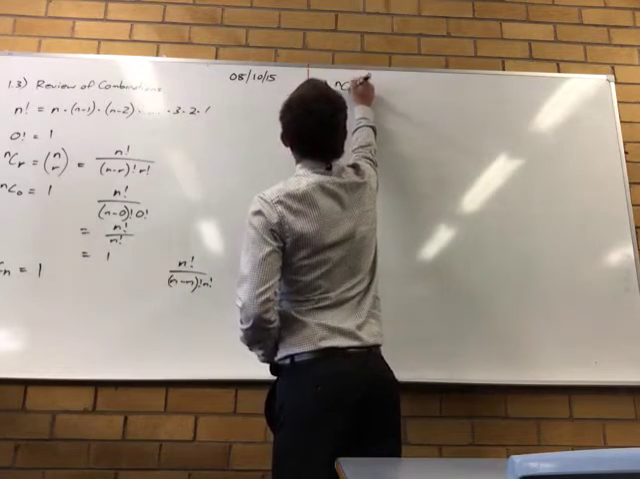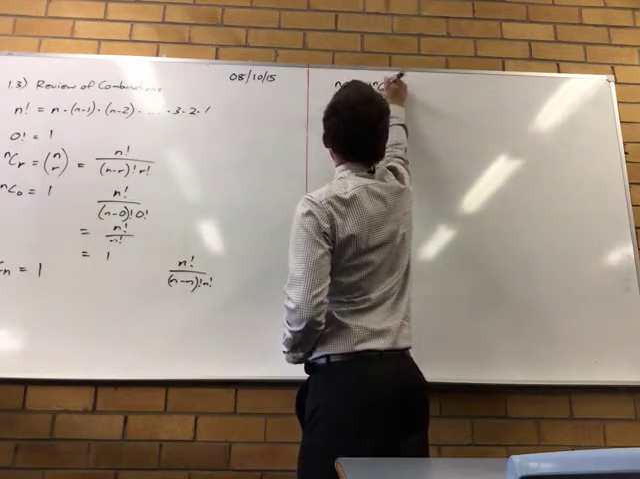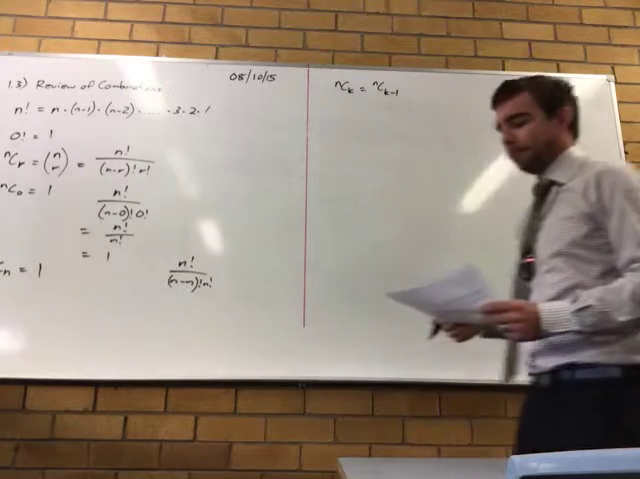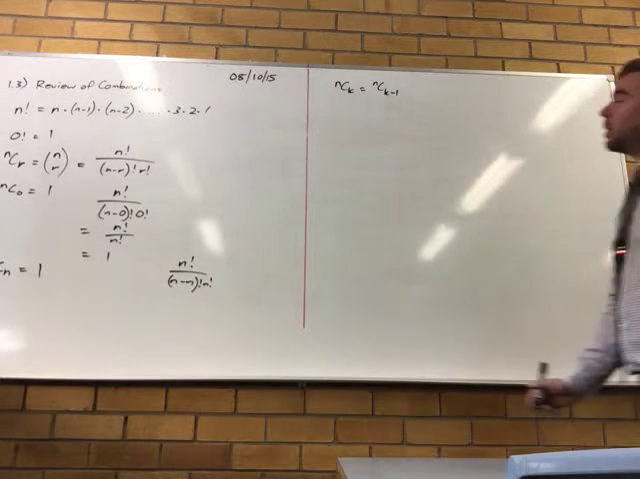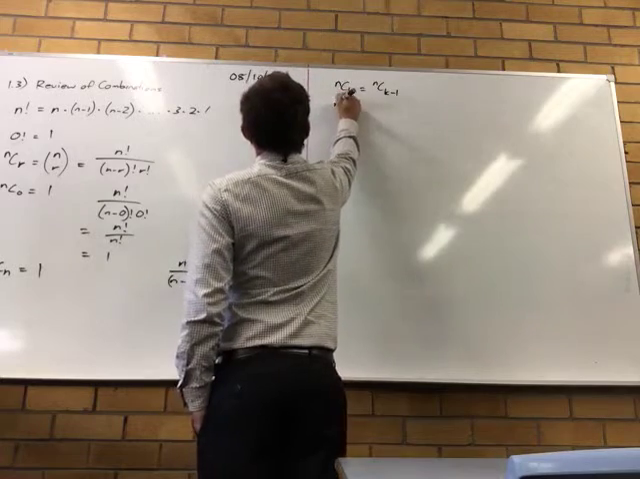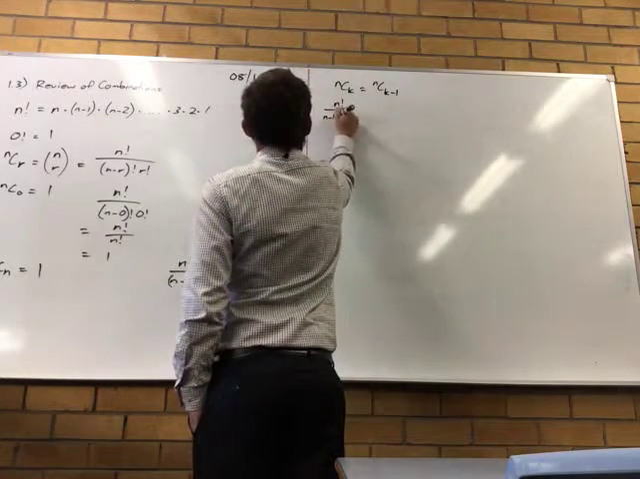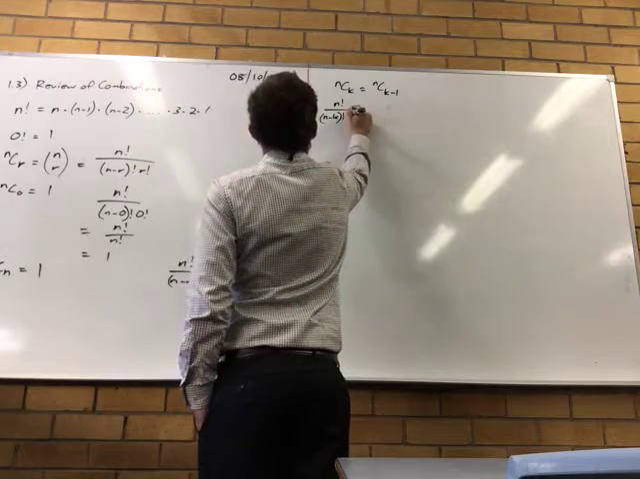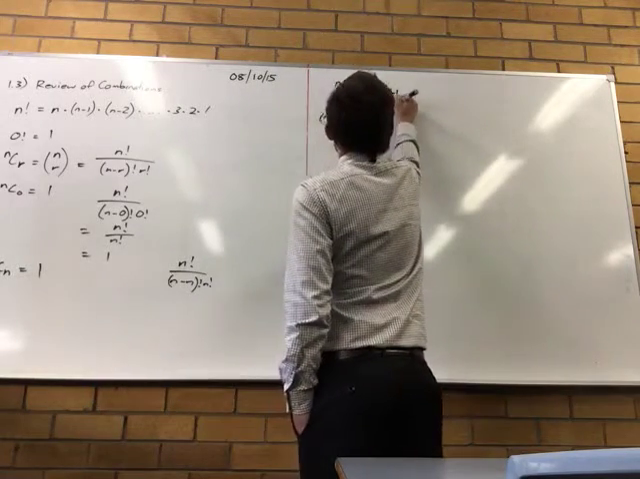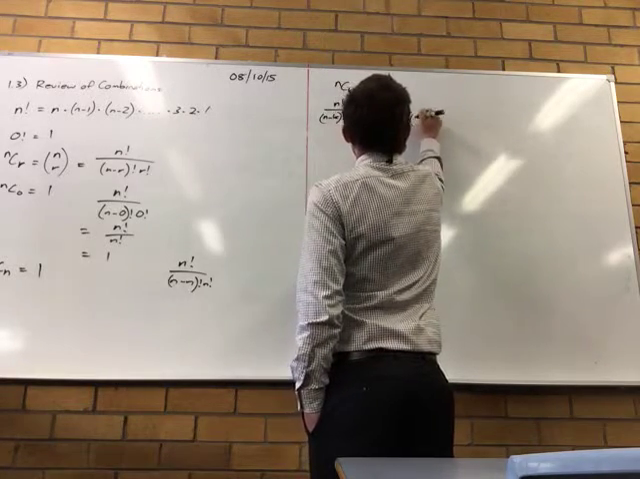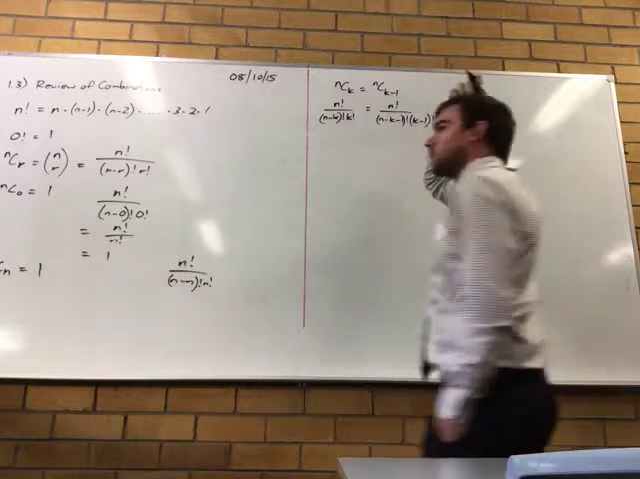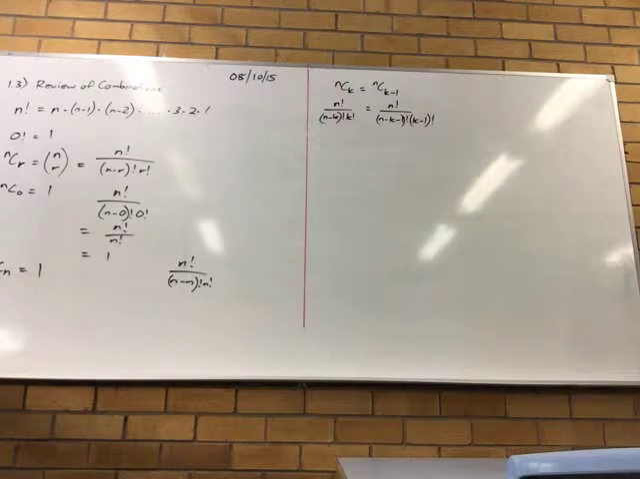Alright, nCk is equal to nC of k take away 1. So it's saying that n factorial over n take away k factorial, k factorial is equal to n factorial over n take away k take away 1 factorial, k take away 1 factorial.